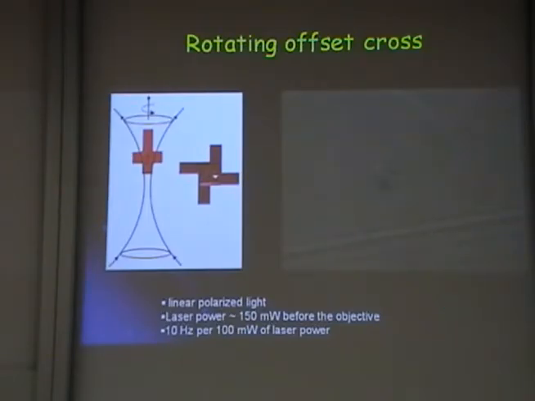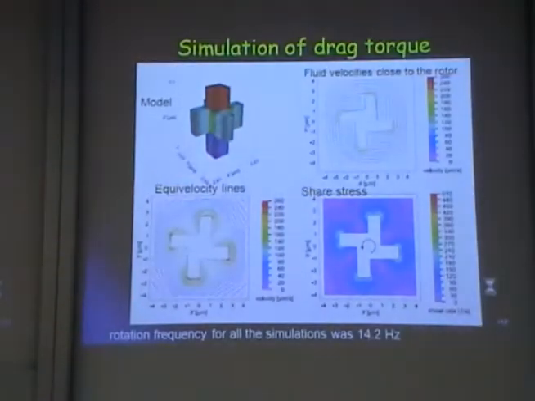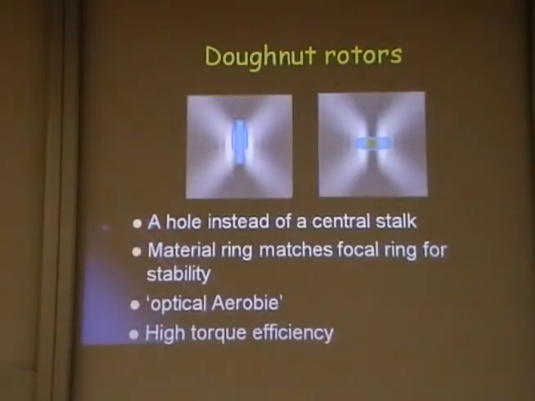Okay, so I repeat again, this is a Gaussian beam coming through the high numerical aperture objective, and you can see that we can rotate it pretty fast. And then we change the polarization of the beam, and it goes that way. So it's three-dimensionally trapped and can rotate very quickly, very fast. And again, we do the simulation of the drag torque, so this is our model, and we look at fluid velocities close to the rotor, and we look at the shear stress as before, and we compare it with our experiments, and it looks pretty good.